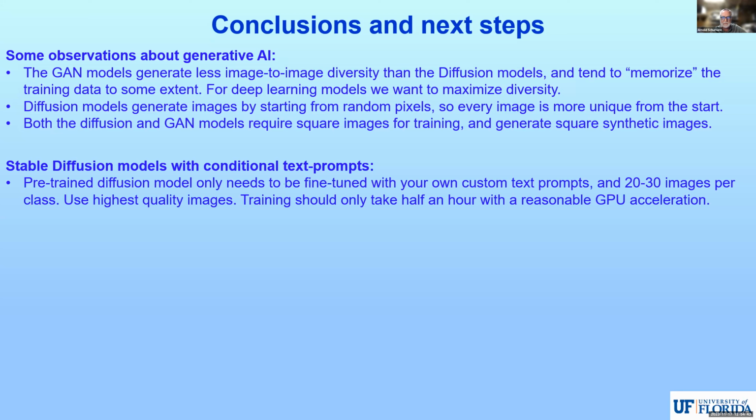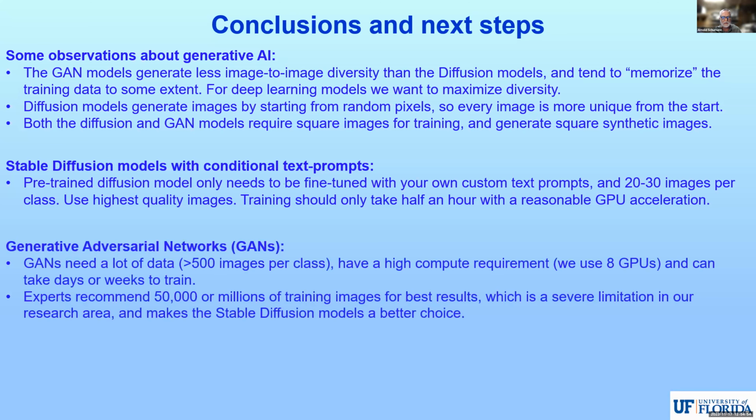Use the very highest quality images you can find because everything depends on those few images. And the training is really fast. It only takes about half an hour with a reasonable GPU. So a huge advantage over the GAN also. Very fast. It doesn't take a lot of electrical energy to create a new model.